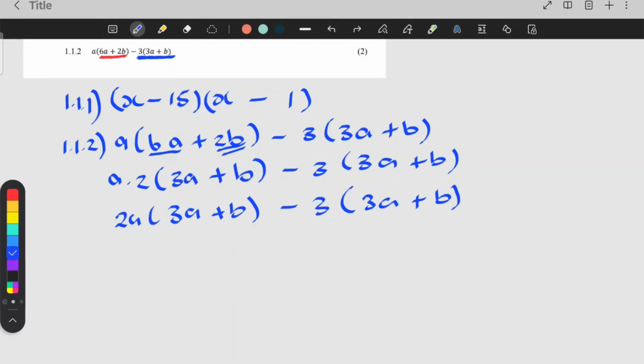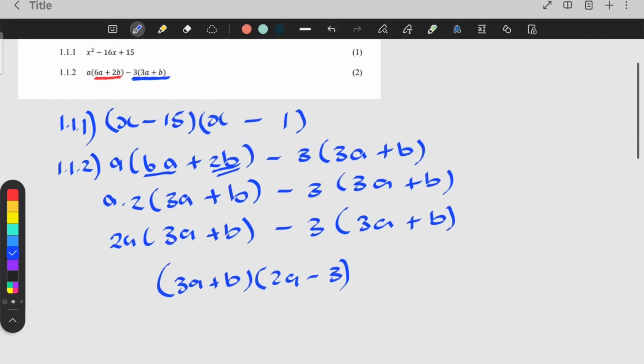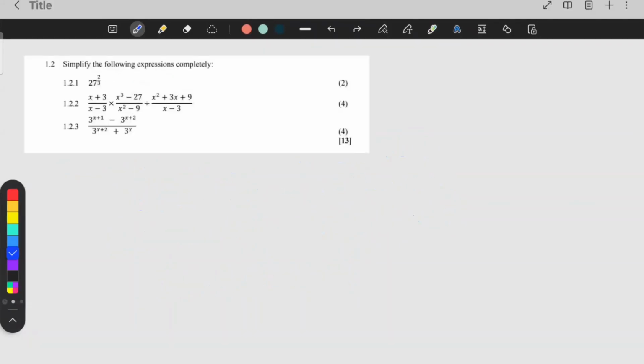So I'm going to take out that bracket, take it out, open another bracket. So no minus here. Open the other bracket. Then what's in front here is 2a, and what's in front here is minus 3. And there you fully factorize that question. Look at our next question.